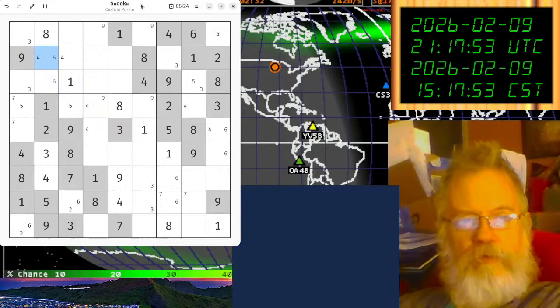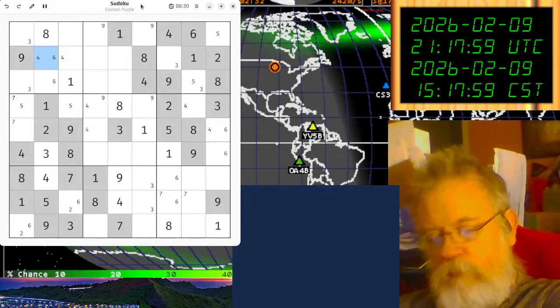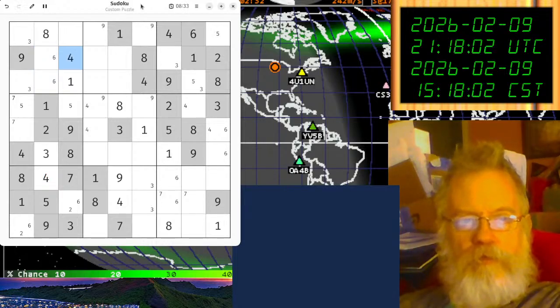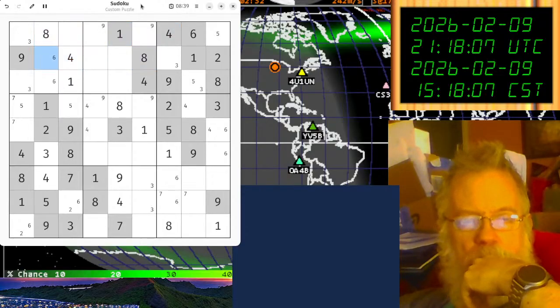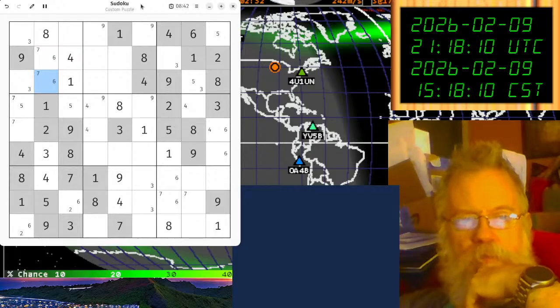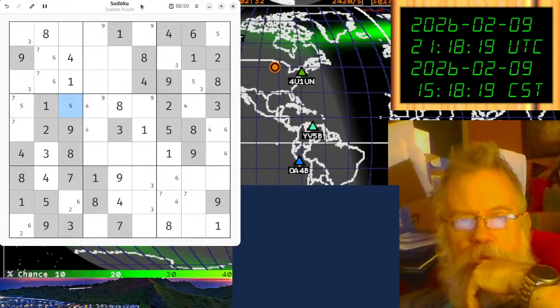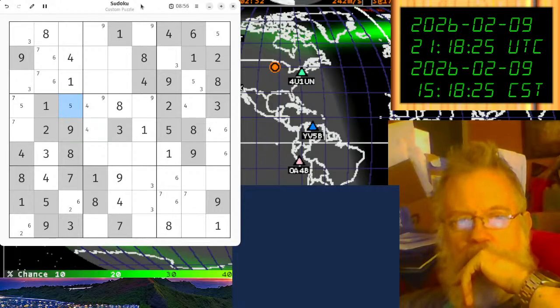One of these two is going to be a 6. This can't be a 4, so nope, that's not a 4. That's not a 4. That's a 4. 6 and 7s are possible here. 1, 2, 3, 4, 5. So one of these is going to be a 6. Four possibilities for 6 there.